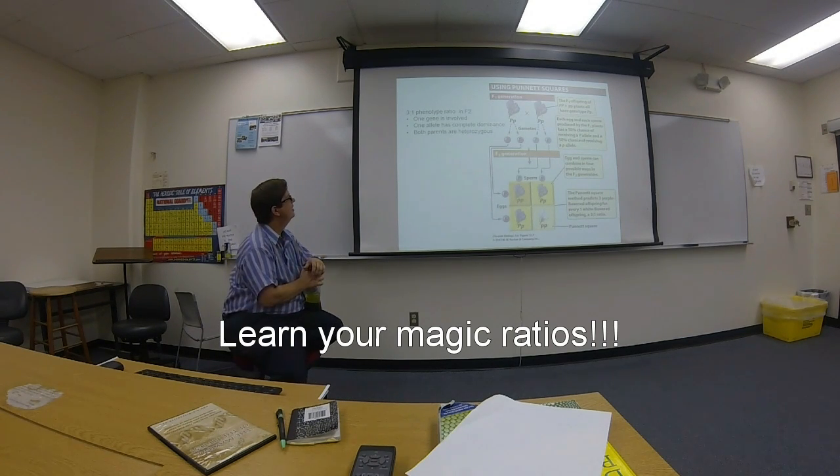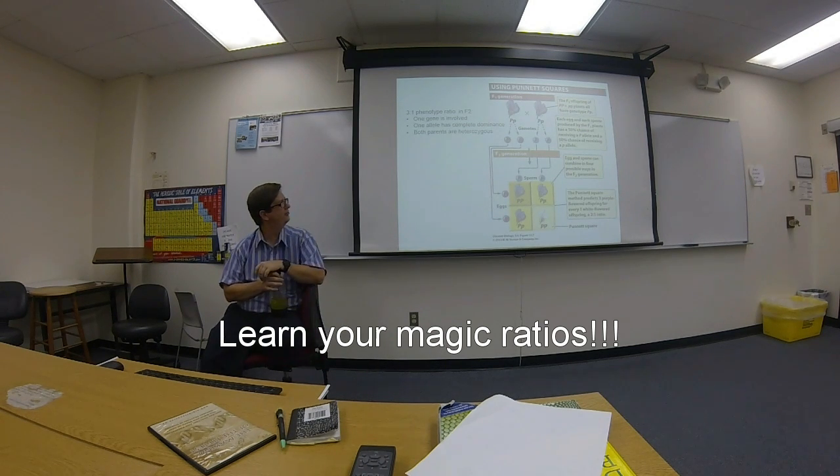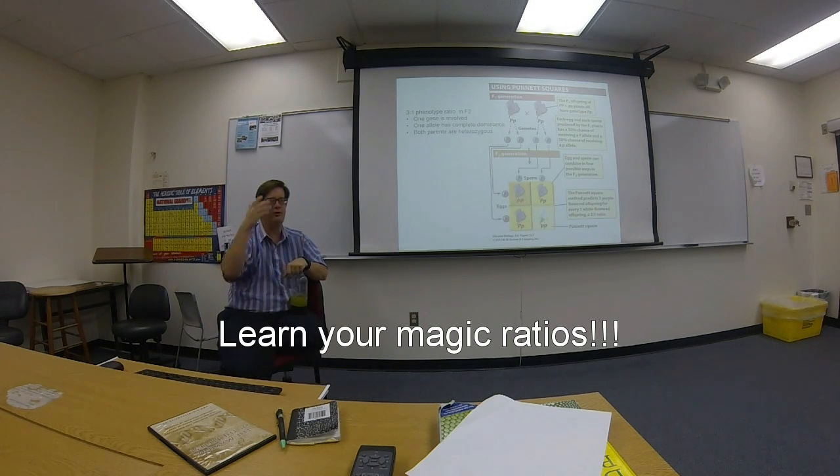All right, so if you see a 3-to-1 ratio in the phenotypes of the offspring, you know there's one gene involved. You know that one of the alleles has complete dominance. You know that both parents are heterozygous. You've heard this before. You're going to know it by the test. Do we agree? Si, senor.